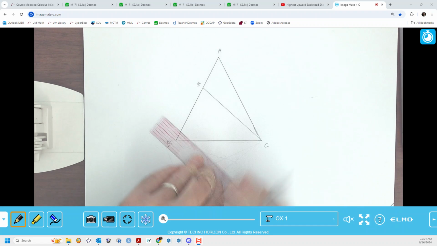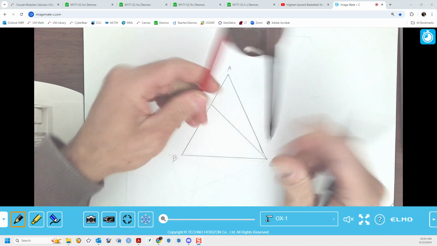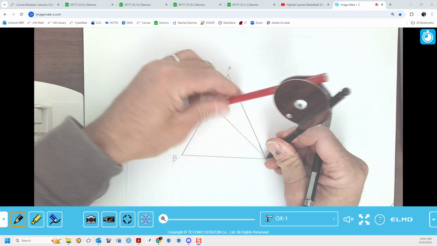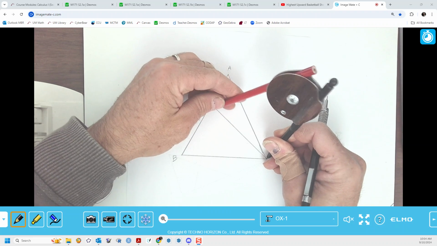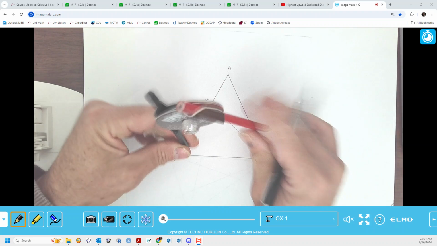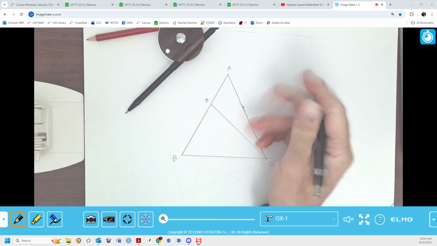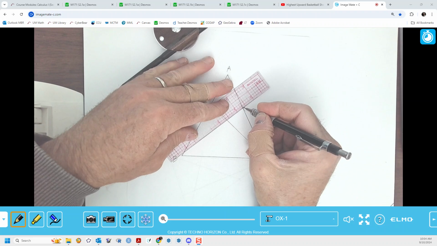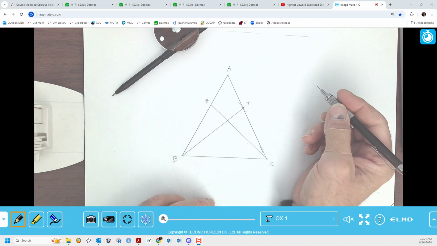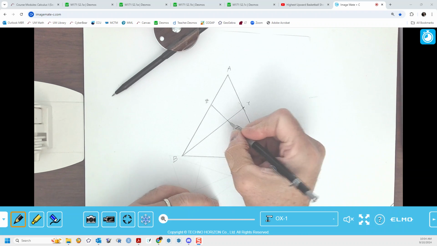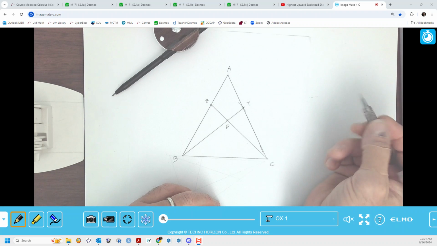So there's CZ, right? And then the idea would be to copy that length for B. So I'm holding my compass at that length and trying to copy that length here to make sure I get the same thing. So it looks like this would be our point Y for BY. So this is the way the book has it drawn, so PY and PZ are both the same length, and it appears that they're the same length if I can trust my drawing here.